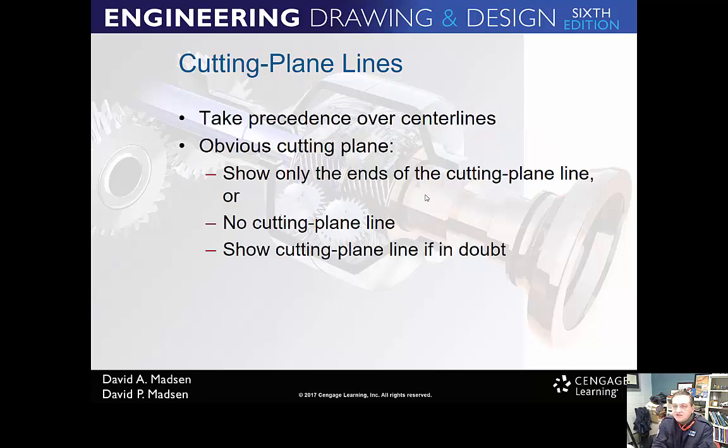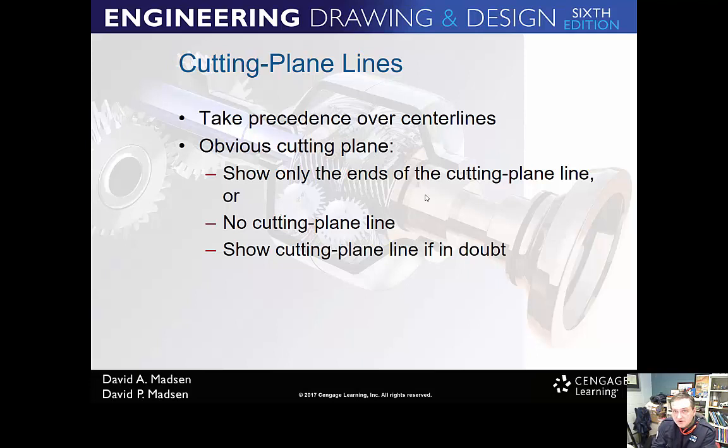All right, and it's going to show the direction you're cutting. Let's just put it this way: the arrows always point away from the view of the section that you're going to make. So your section view is always in the opposite direction of the arrows. All right, arrows point away from the section view. There, beat that dead horse.